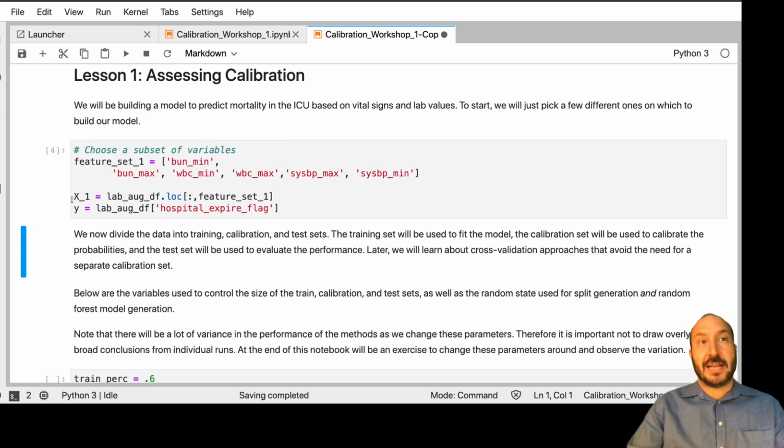So now we've got an X that has our features that we're going to use to predict, and we've got a Y which has our response. Our response is this thing called hospital expire flag. It means whether or not the patient died during the course of the hospital stay.